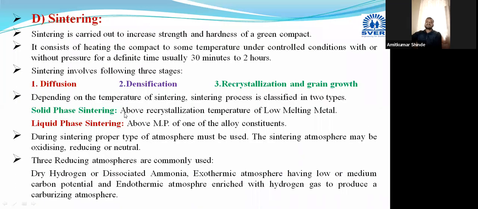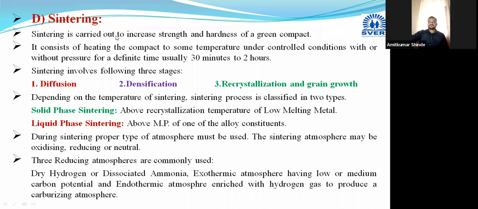Then the next stage in this powder metallurgy technique is sintering. If you have any doubt, you can ask me via chat box. Okay, sintering is the next stage.